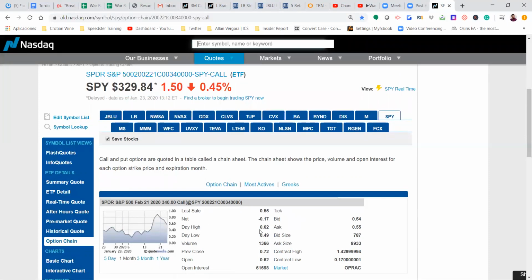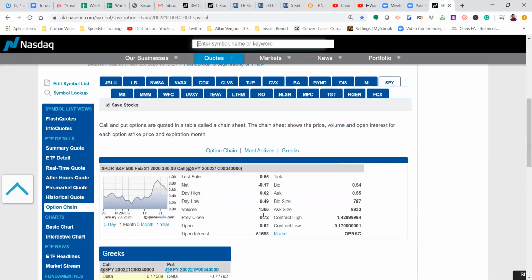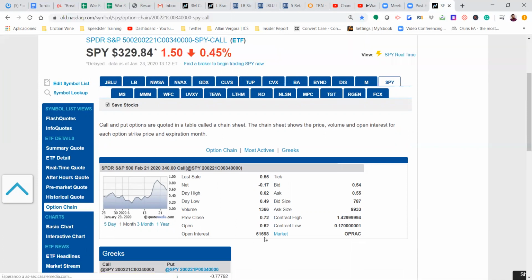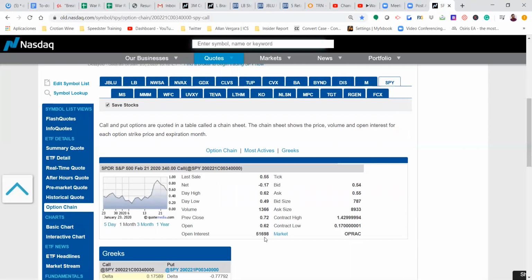Okay, so now we're going to prepare. Now, I want you to focus on the volume, 1,366. It's tradable. The spread is only a cent. The open interest is 51,000, almost 52,000 on the open interest. So it's something that we need to have on the table.